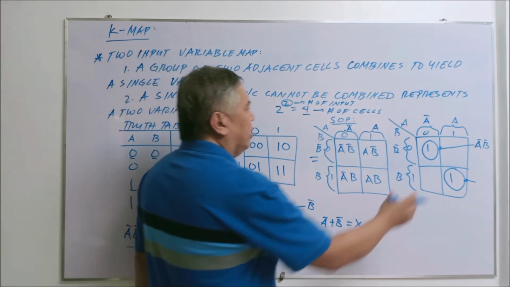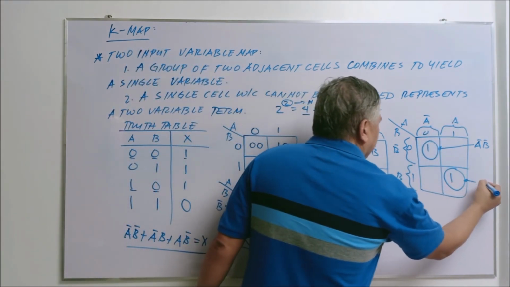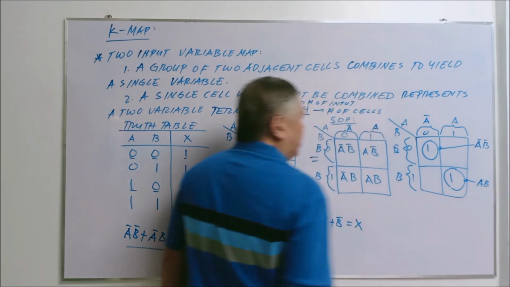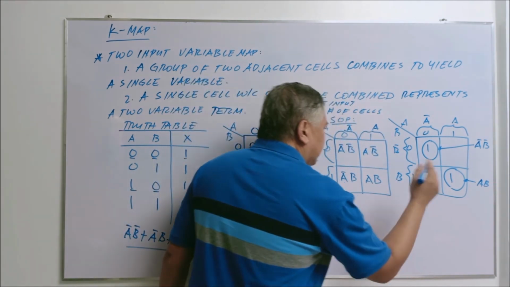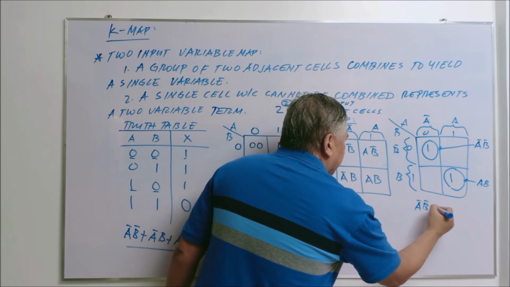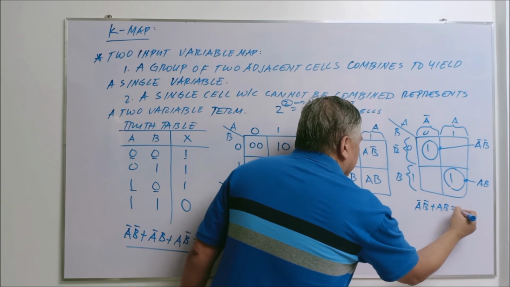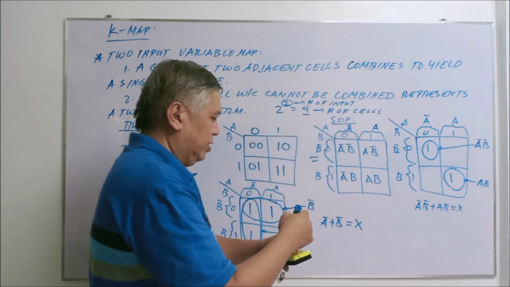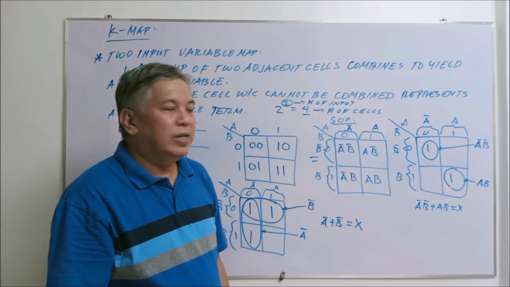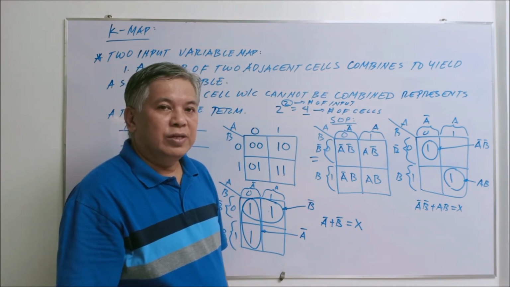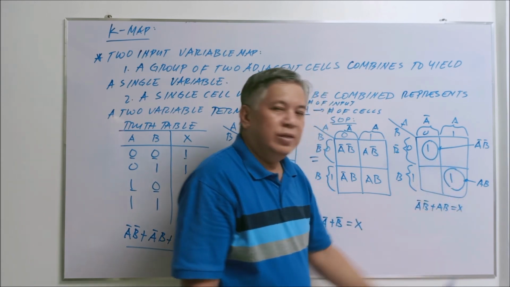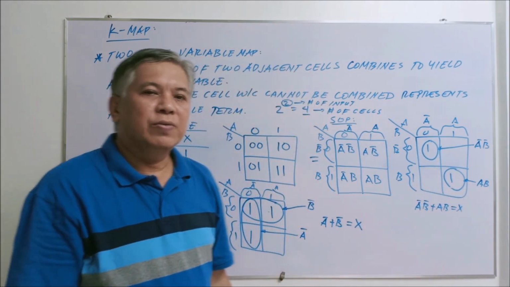And this one here is under what equation? So we have A, B. Okay, so our logical equation will be A bar, B bar plus AB is equal to X. That will be our simplified logical equation. Okay, that is if this will be our representation in our K-map.